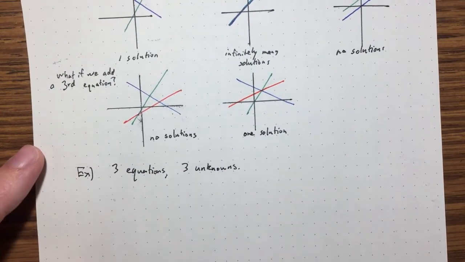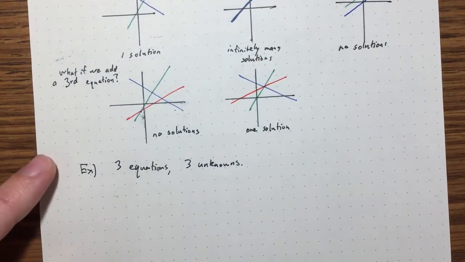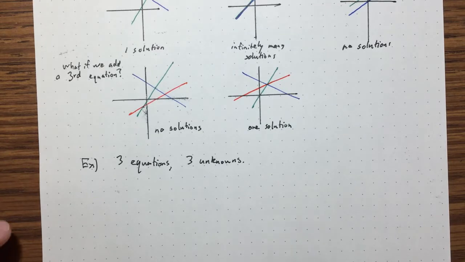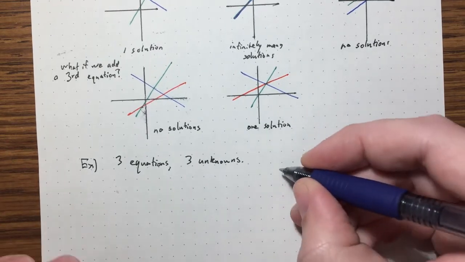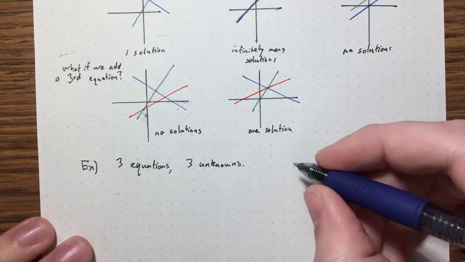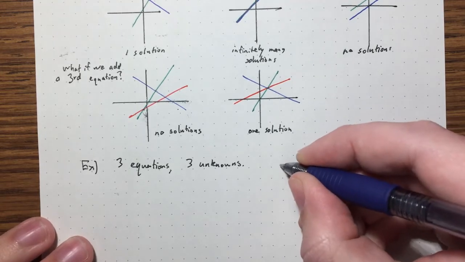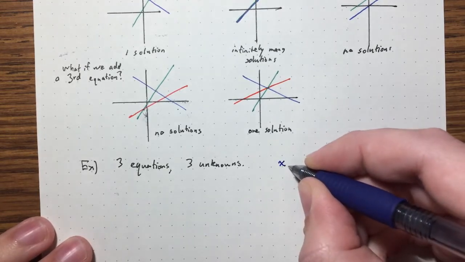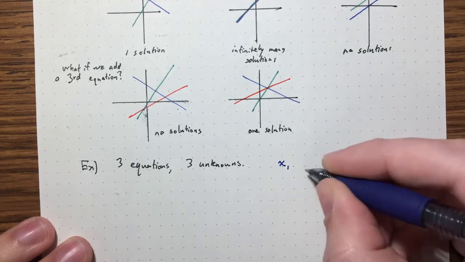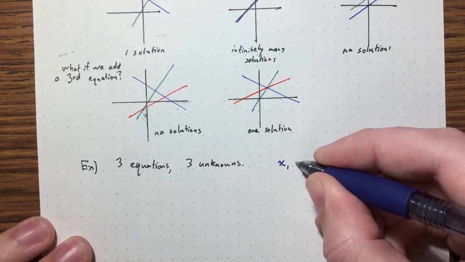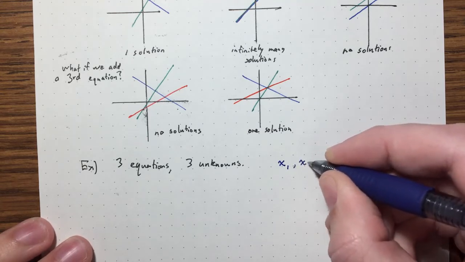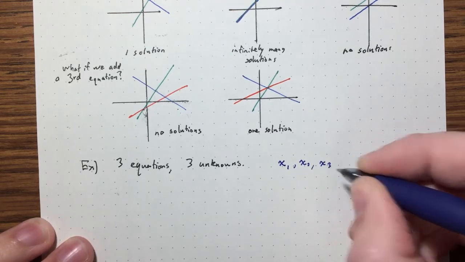But let's move on to 3 equations with 3 unknowns. This gets very tedious, as you've probably experienced. Actually, you know what I want to do? I want to rename my variables. So instead of x, y, and z, let's do x1, x2, and x3. Those are going to be my 3 variables.